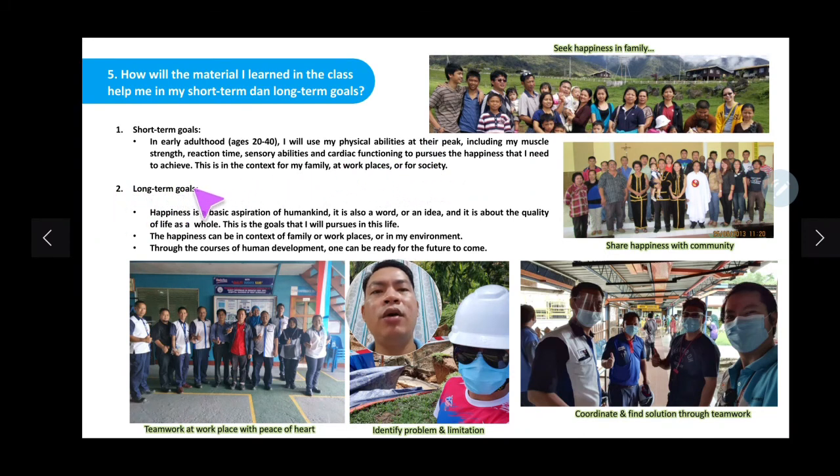Second, long-term goals. Happiness is a basic aspiration of humankind. It is also a word or an idea, and it is about the quality of life as a whole. This is the goal that I will pursue in this life. Happiness can be in the context of family or workplaces or in my environment. Through the courses of human development, one can be ready for the future to come.